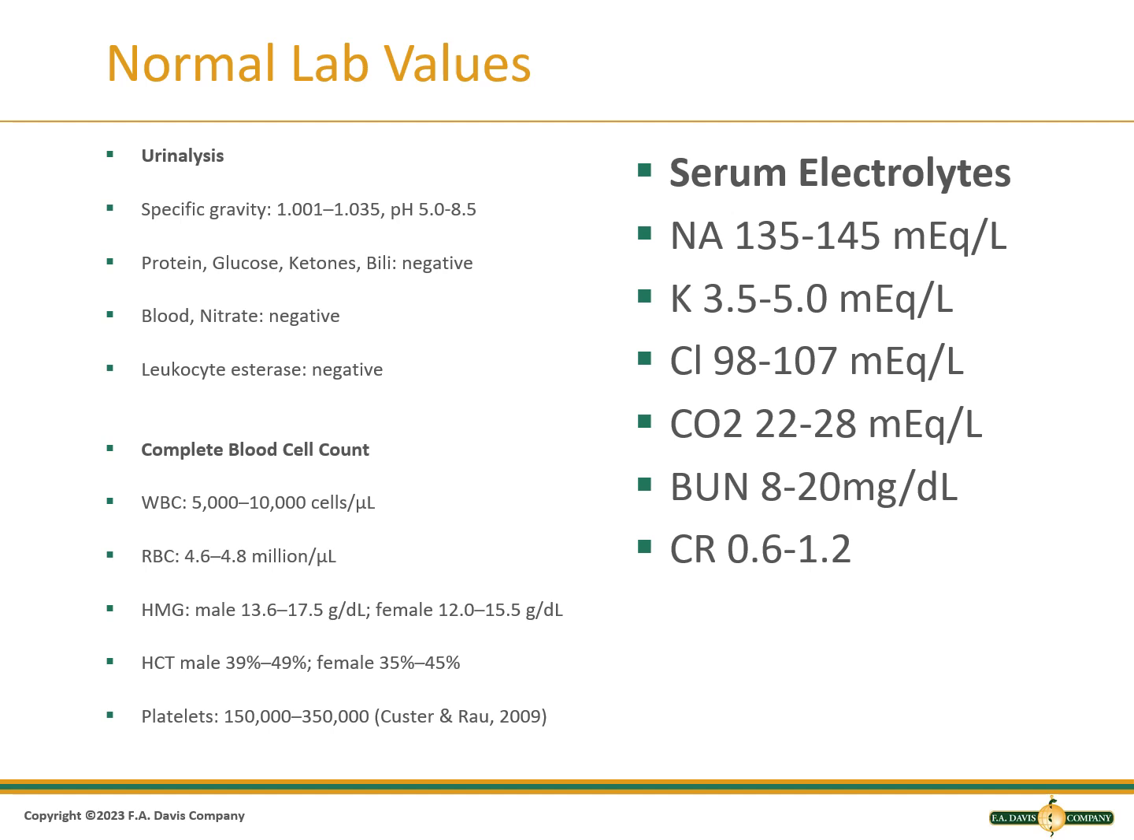Your electrolytes, sodium should be 135 to 145 milliequivalents. Potassium 3.5 to 5.0, 3.5 to 5, stay alive. Chloride 98 to 107, carbon dioxide 22 to 28, BUN 8 to 20, and creatinine 0.6 to 1.2.